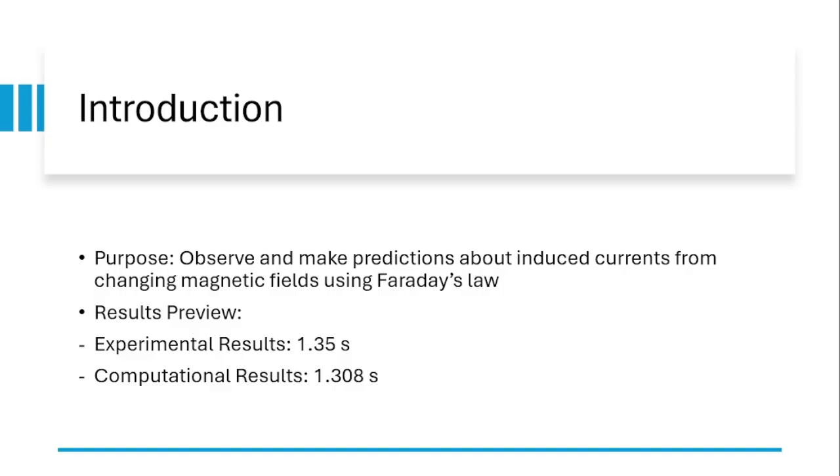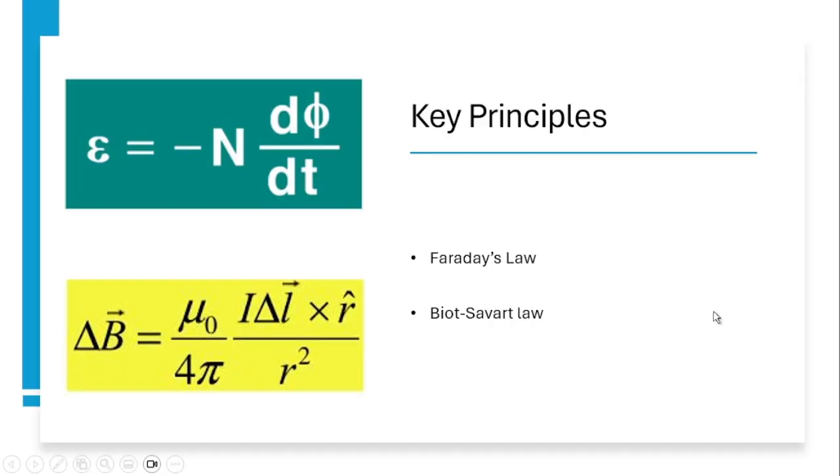For the introduction, the purpose of this lab was to observe and make predictions about induced currents from magnetic fields that are being changed, using Faraday's law. And here's a quick preview of the results. For the experiment, I got 1.35 seconds for the magnet to drop, and for the computational results, I got 1.308 seconds.